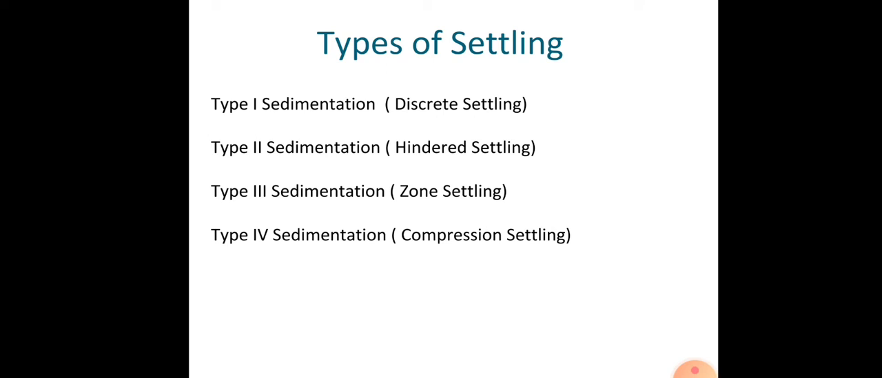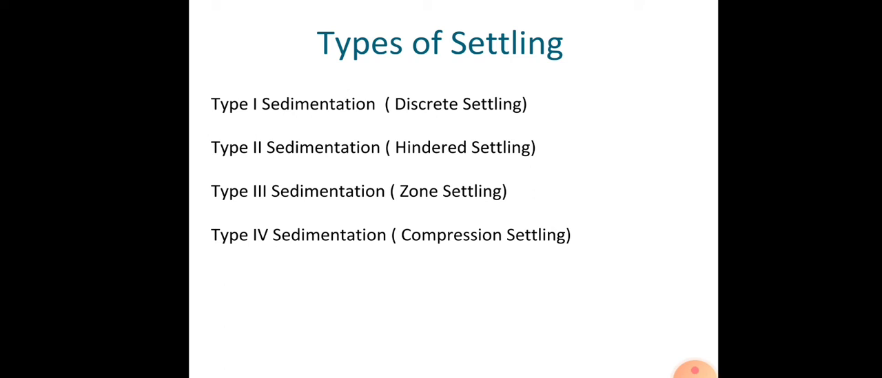So compared to discrete settling, here the concentration of particles is a little more than in the discrete type of sedimentation. So this is called hindered settling. It's a type 2 sedimentation. And of course zone settling. So this refers to the suspension of intermediate concentration. So it will be in the intermediate state.